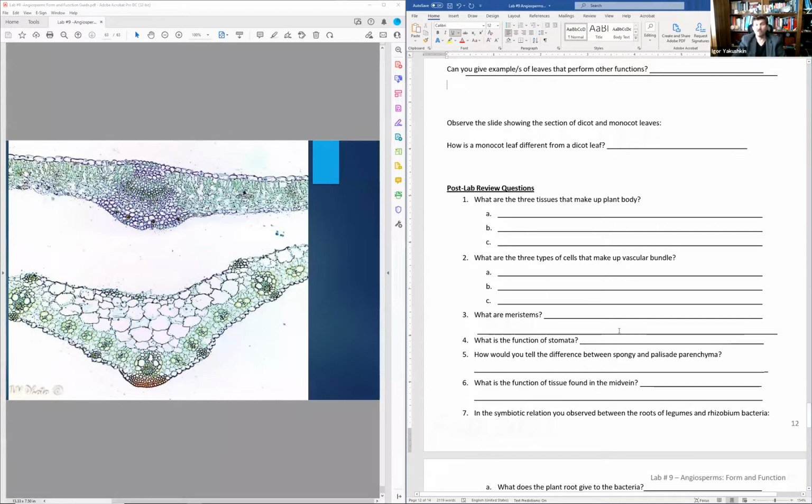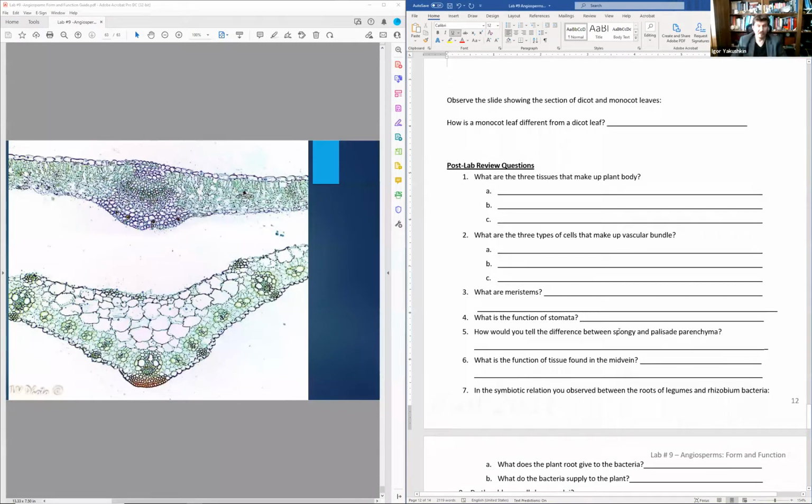We have two of those: apical, which is increasing the length of the plant upward and downward. It could be sideways if it's on the ground, right? And then there is a lateral, which is increasing the width, the girth of the plant.